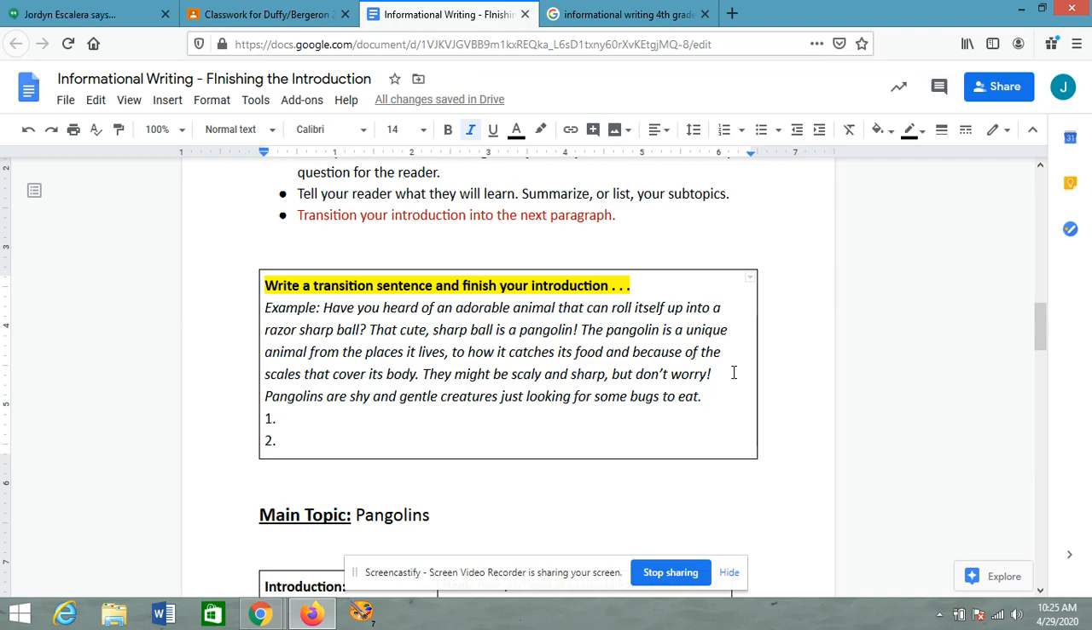The penguin is a unique animal from the places it lives to how it catches its food because of the scales that cover its body. They might be scaly and sharp, but don't worry. Penguins are shy and gentle creatures, just looking for some bugs to eat.